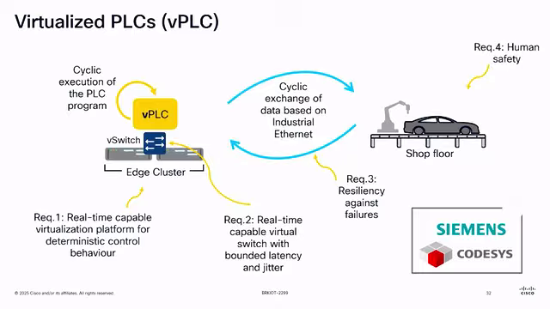Then requirement 3, and this is mostly where Cisco comes into play: connecting the data center, here named as an edge cluster, with the shop floor, which is the cyclic exchange of the data, again based on Profinet, Ethernet IP, whatnot. Here, I think the highest requirement is resiliency against failures. Maybe some switches or routers in between, or anything else might fail from time to time, an SFP even, and there you really don't want to have a robot come to a standstill.